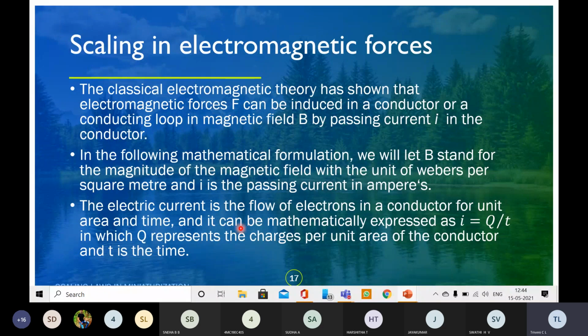The electric current which is flowing through the conductor will be in the form of the flow of electrons per unit time and area, right? And how do we represent that? The current is given by Q by T, where Q is the charge per unit area of that conductor, and T is the time. So this is the expression for the current itself.